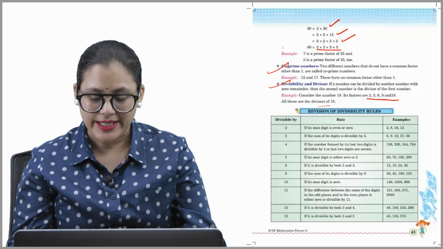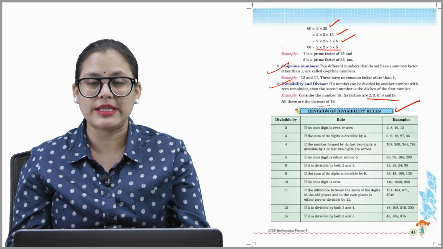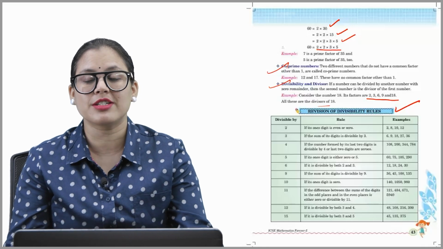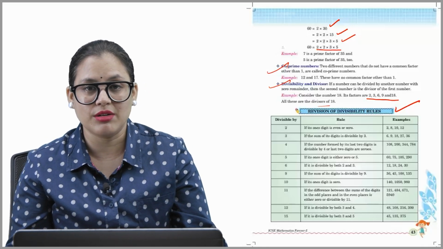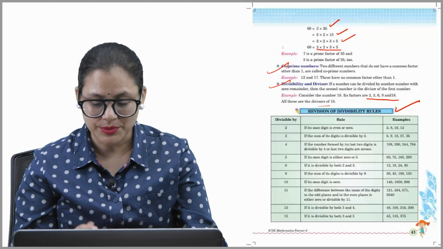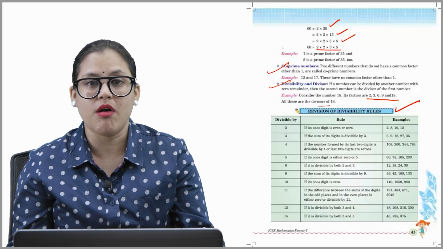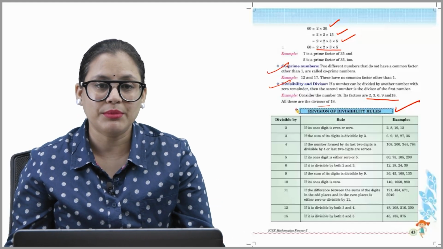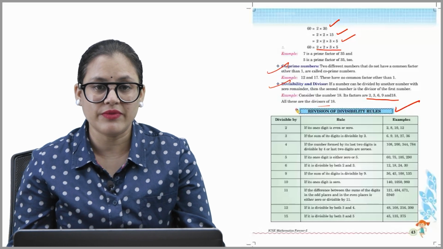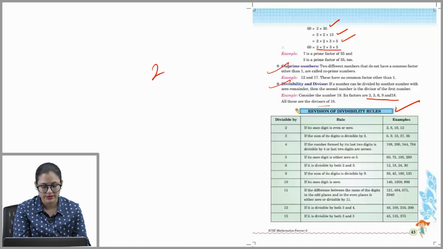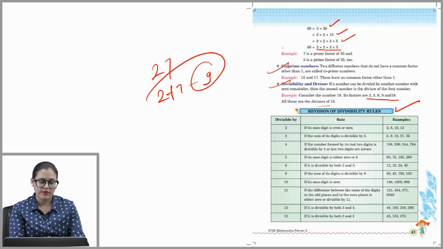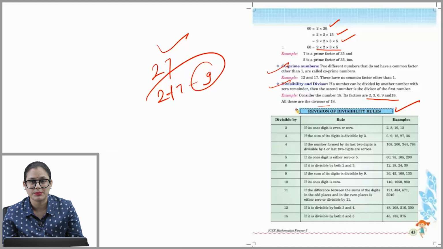Okay. Now, let's do the revision of divisibility rules which we learned in the previous classes also. Okay. If we have to check the divisibility by 2, what will you do? What is the rule? If the one's digit is even or a 0. Okay. Divisibility by 3: if the sum of its digits is divisible by 3. Okay, for example, 27. Let's add this: 2 plus 7 is equal to 9. 9 is divisible by 3. That means 27 is also divisible by 3.